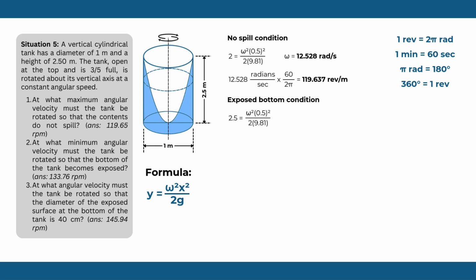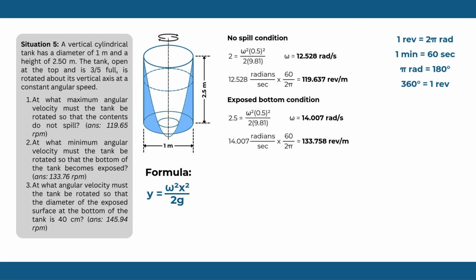So plugging in our known values, ang makukuha nating angular velocity is 14.007 radians per second. Converting it to RPM, similar sa method na ginawa natin kanina, we will get the final answer of 133.758 revolutions per minute.